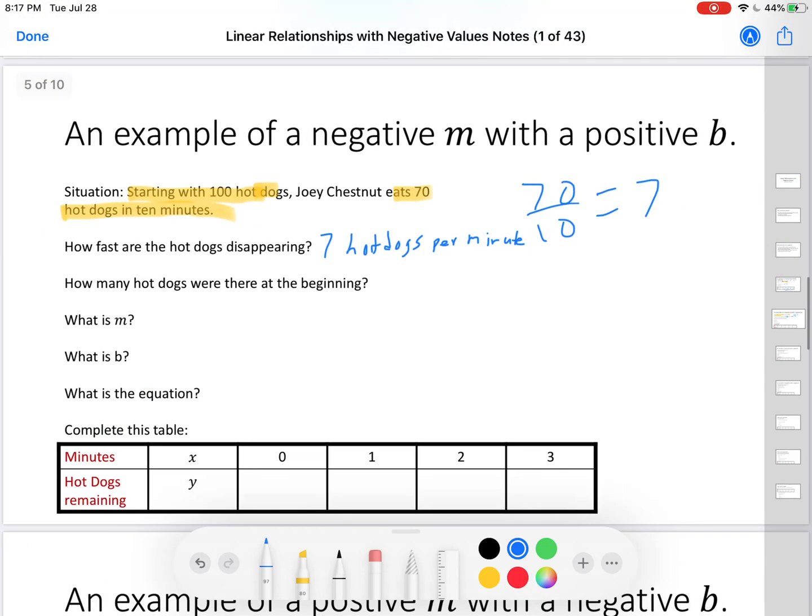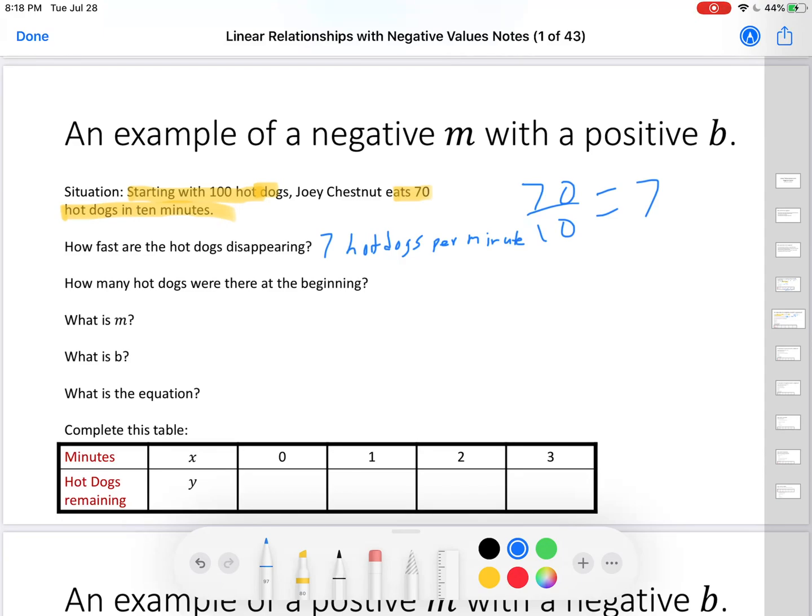Now notice, I did not say they are disappearing at a rate of negative 7 hot dogs per minute. They are disappearing at 7 hot dogs per minute. The word disappearing takes care of the negativity. Also notice I didn't just say 7. I said 7 hot dogs per minute. You must include the units. And it should be a compound unit when it's something like how fast, because it's looking for a unit rate.